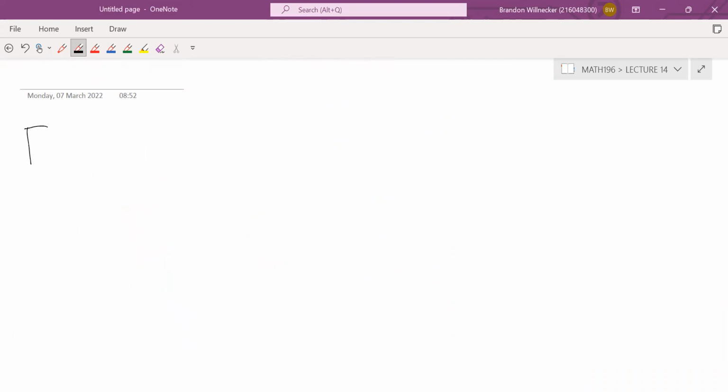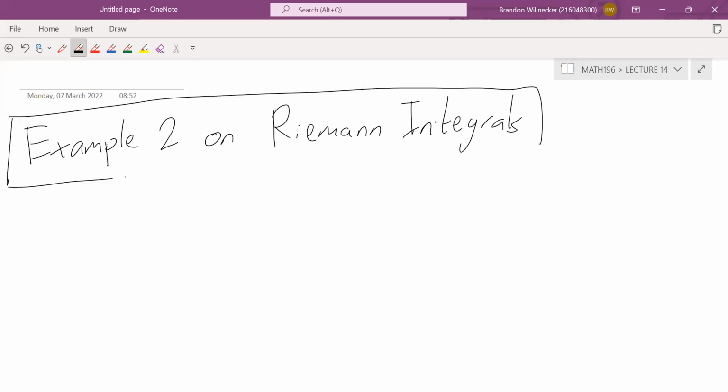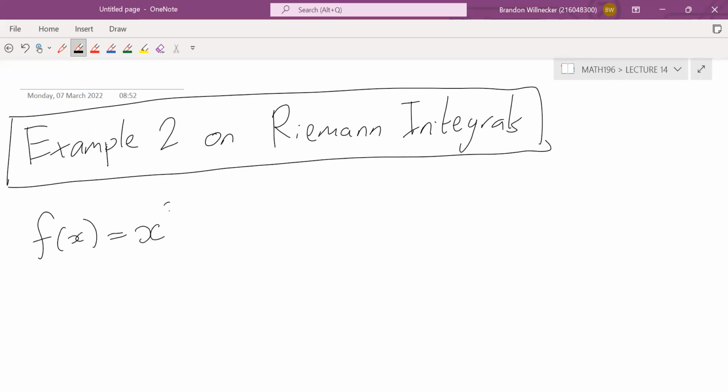Okay, so let's just call this example 2 on Riemann integrals. This is not part of the practice test now. This is an extra example I'm just making up. Let's say we have f of x is equal to x squared plus 1. We want to find the area underneath it on [0, 1].